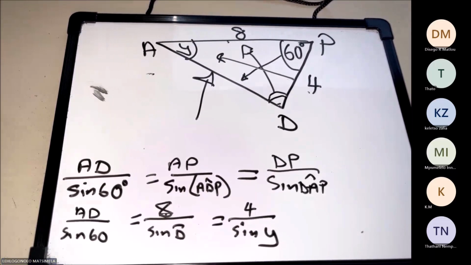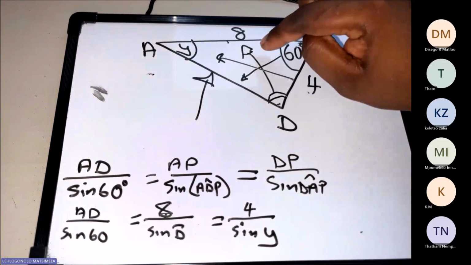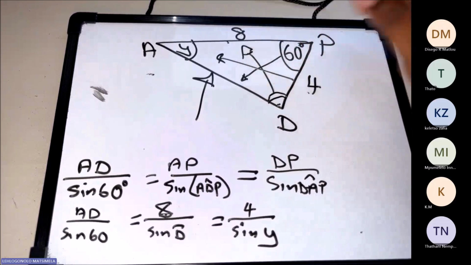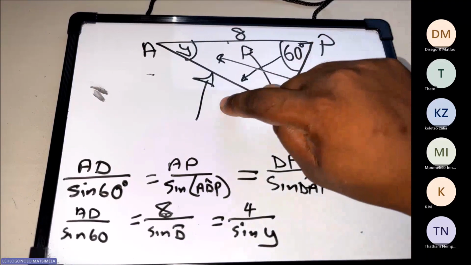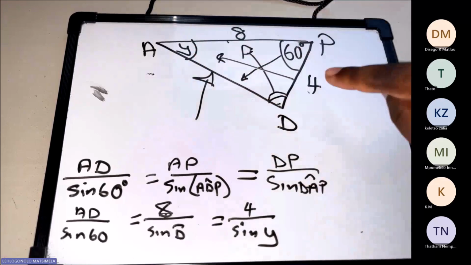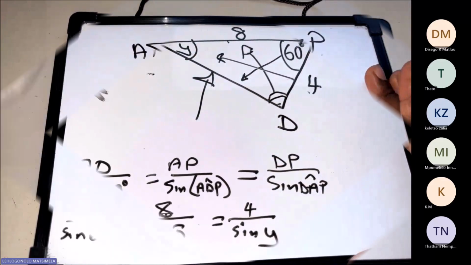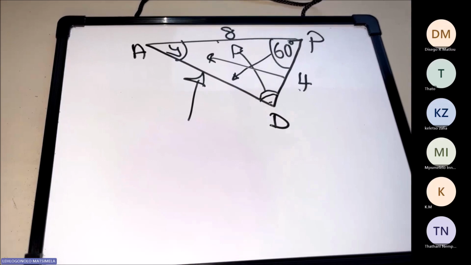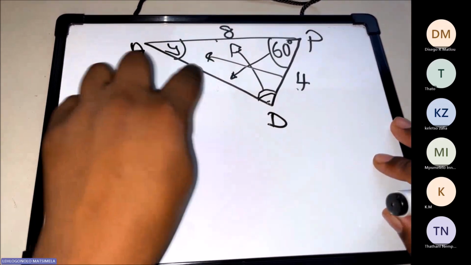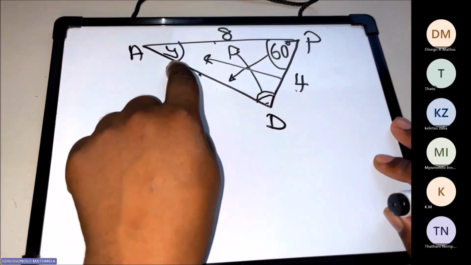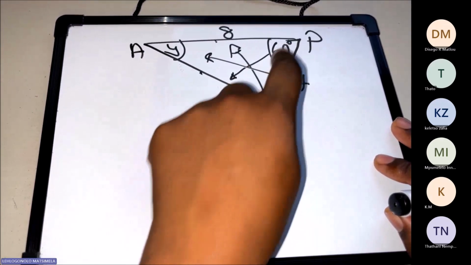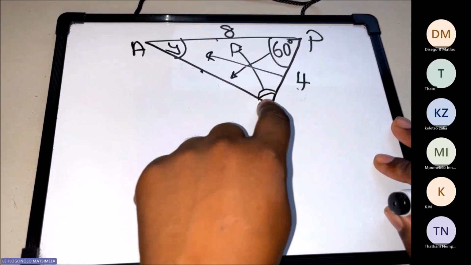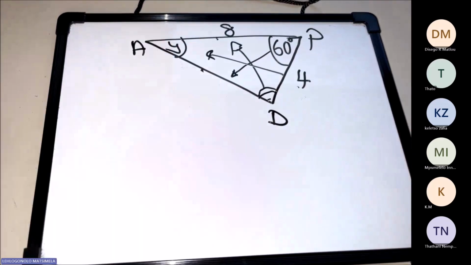But let's see. The same properties apply, meaning angle D is opposite to side 8. Angle 60 is opposite to side AD. Angle Y is opposite to side 4. This applies everywhere. Now let's do the cosine rule here on this triangle. The same properties still work. Angle Y is opposite to side 4. Angle 60 is opposite to side AD. Angle D is opposite to side 8. Same thing works.